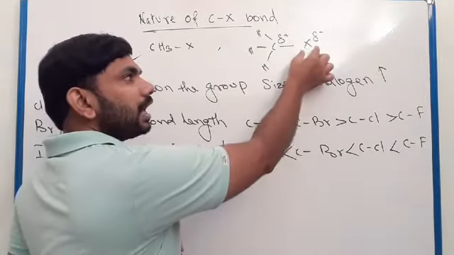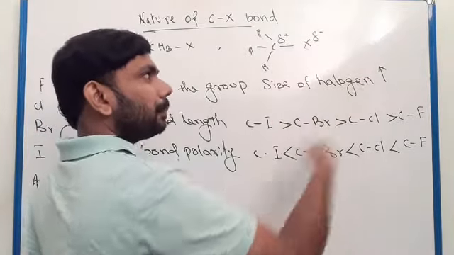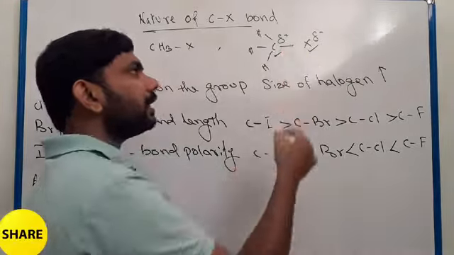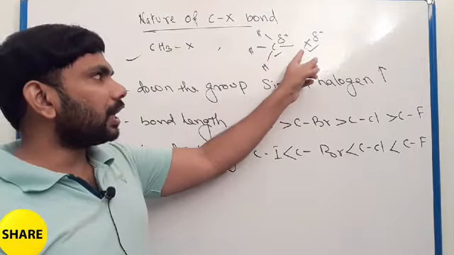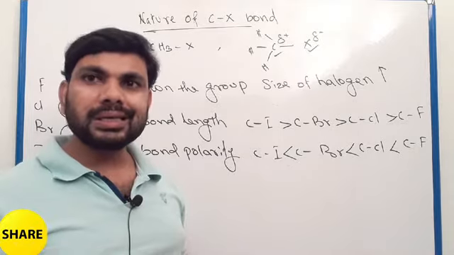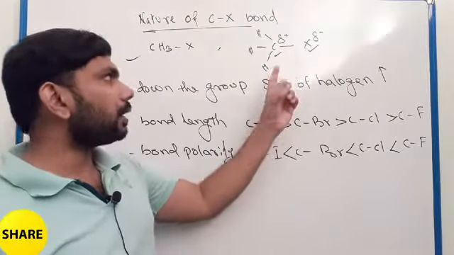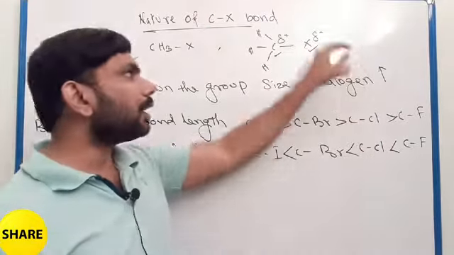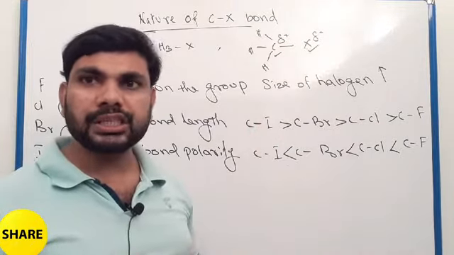Okay, so here this halogen is more electronegative, so the halogen pulls this electron pair. That's why the halogen gets a partial negative charge and carbon gets a partial positive charge. Clear? Here carbon and halogen share one pair of electrons, a single covalent bond. Halogens are more electronegative than carbon, so the electron pair is pulled towards the halogen. That's why the halogen gets a partial negative charge and carbon gets a partial positive charge.